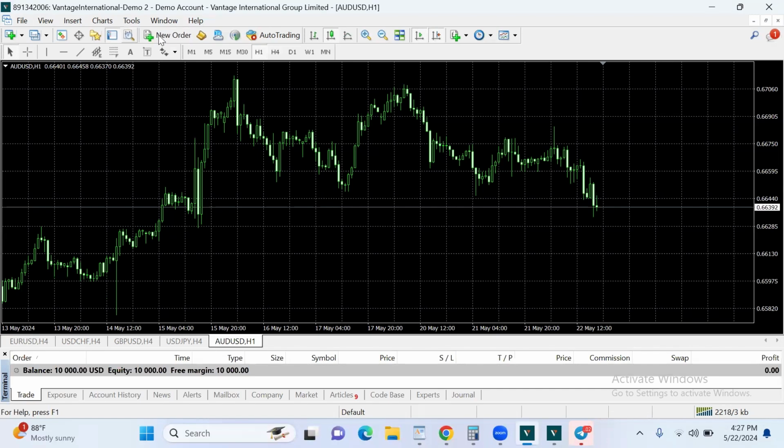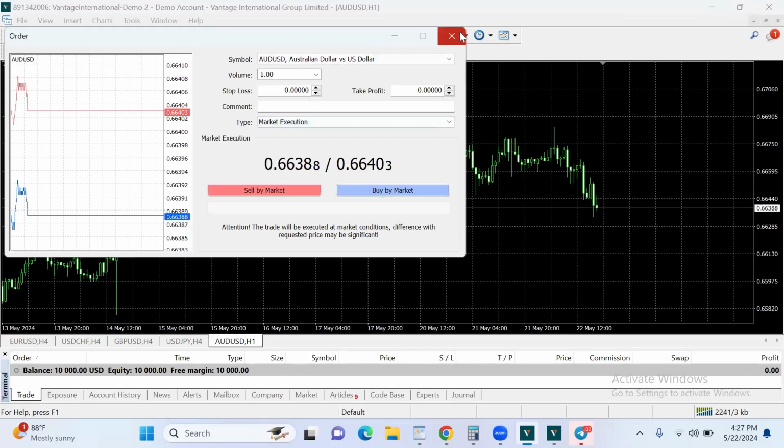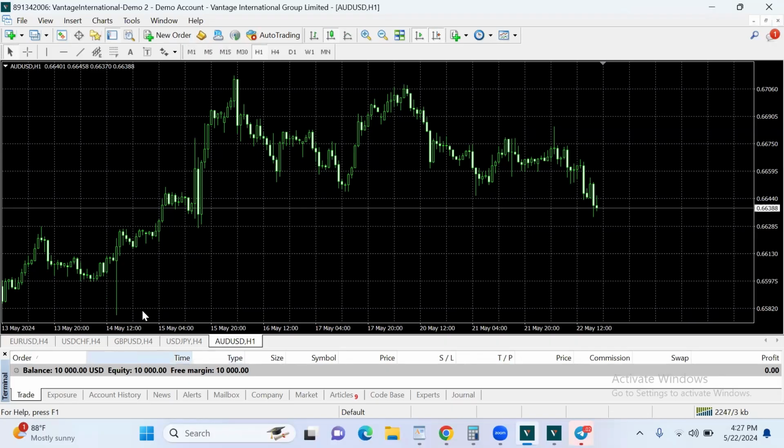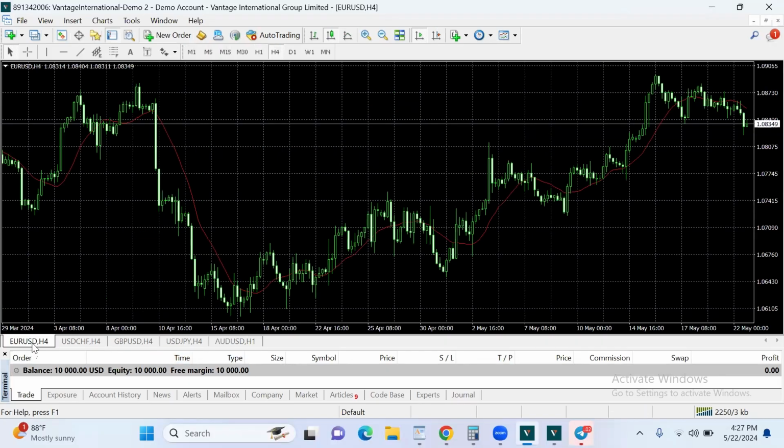So now this is where you have new order. When you are ready to enter a trade, what you do is you click on new order. Whenever you click on new order, it means that you want to enter a new trade. All right, so let's click on this now.